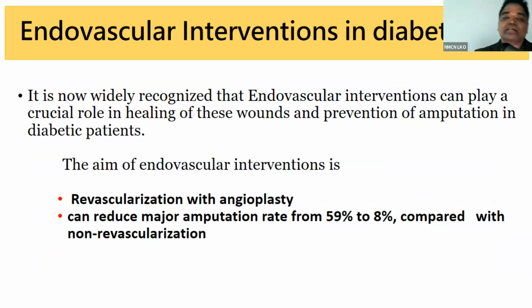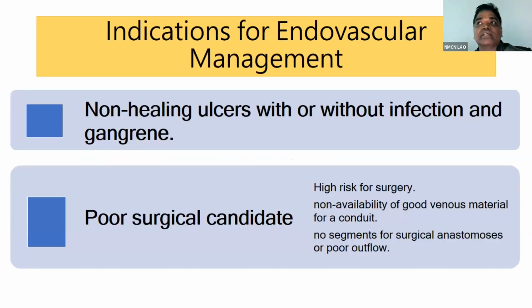So now it is widely recognized that endovascular interventions can play a crucial role in healing of wounds due to diabetes and prevention of amputation in these patients. The aim of endovascular therapy is revascularization with the help of balloon angioplasty. And this can reduce major amputation rate from 59 to 8% compared with patients who do not undergo this kind of treatment. So the indications again are non-healing ulcers without infection and gangrene.